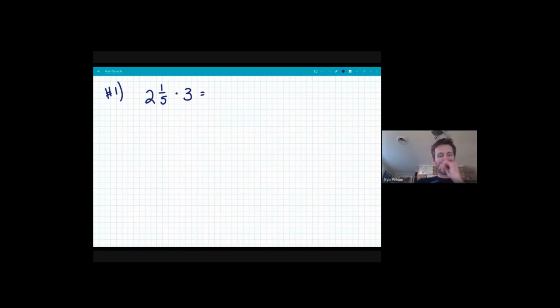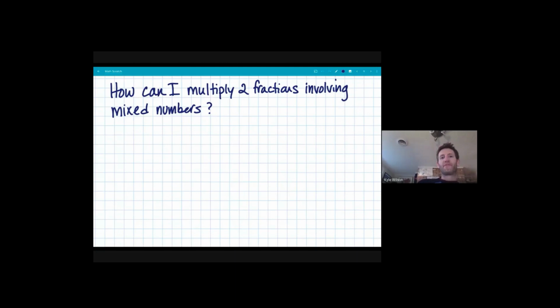And one of the most important things to remember is to build off of what you worked on yesterday, what we talked about during our class time yesterday, in that we ended up multiplying fractions by fractions and fractions by whole numbers. Today, we're going to up the ante just a little bit, and we are going to really answer this question: how can I multiply two fractions involving mixed numbers? So now we're going to put mixed numbers into the game here, okay?